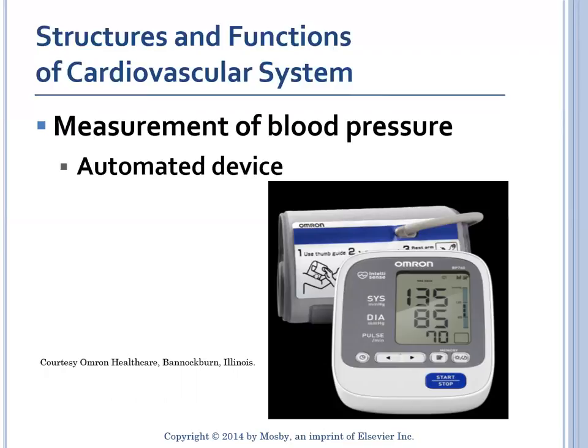Automated blood pressure devices are another non-invasive way to measure blood pressure indirectly. This method does not involve auscultation. The same attention to proper technique is essential for accuracy.